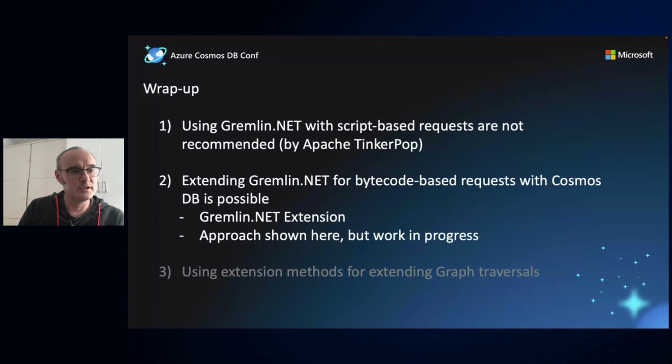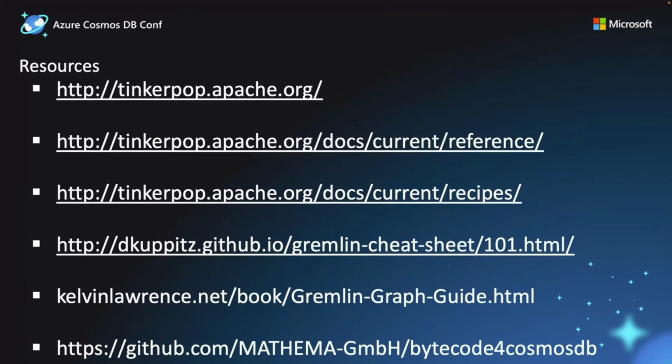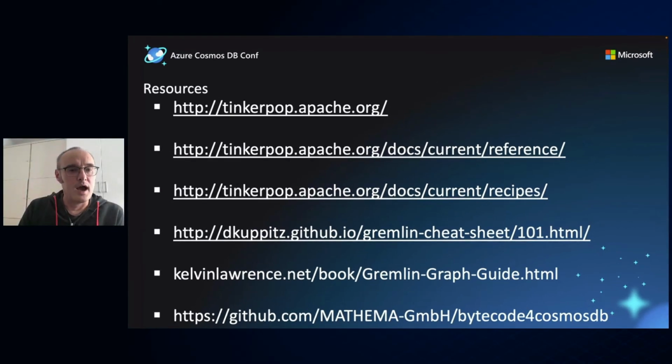Some more resources you would probably like to take a look at: the documentation, our TinkerPop, the reference documentation, some more recipes where you can find some good solutions, a cheat sheet, and most remarkable, in my opinion, the Gremlin Graph Guide by Kelvin Lawrence. It's a really cool book. You should take a look into this. And last point, the little library we have written for bytecode for Cosmos DB.